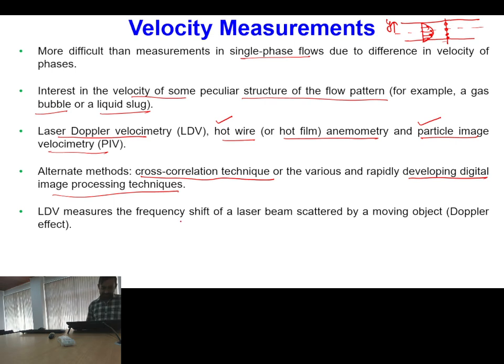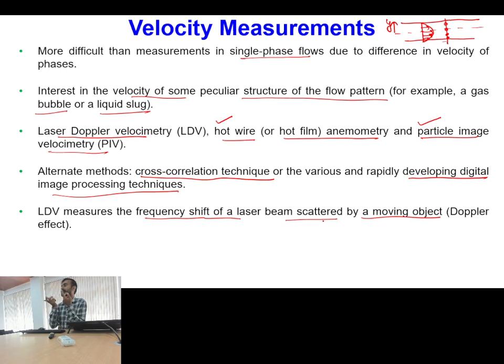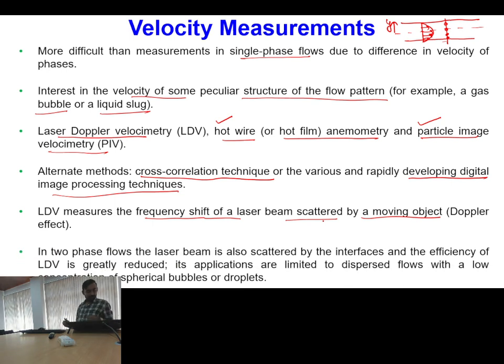So LDV measures the frequency shift of a laser beam which is scattered by a moving object. That is basically the Doppler effect, which is the principle of this measurement. But as I told you, in case of multi-phase flows this method is not very suitable, because the scattering of the beam will not be only because of the flow, but also because of the presence of multiple interfaces in the system, which reduces the strength of the signal. So typically the laser beam is also scattered by interfaces and the efficiency of LDV is reduced.